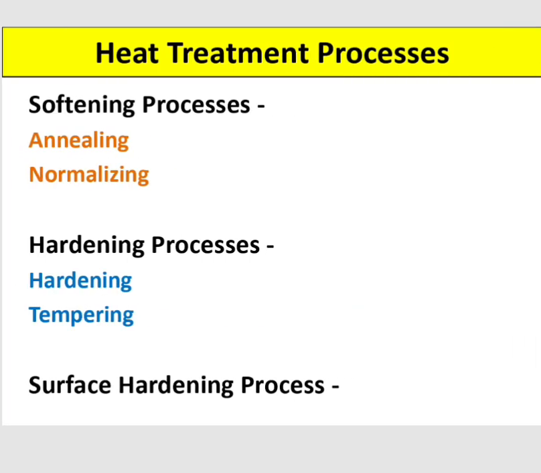Then the heat treatment process is classified into three categories: softening process, hardening process, and surface hardening process. The softening process consists of annealing and normalizing. The hardening process consists of hardening and tempering. Surface hardening consists of carbonitriding, carburizing, nitriding, and cyaniding processes.